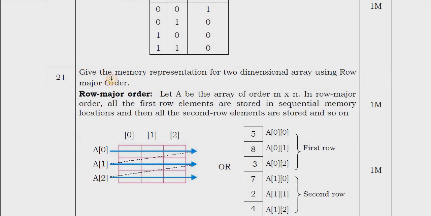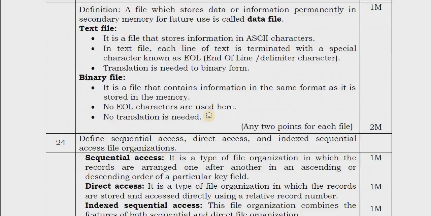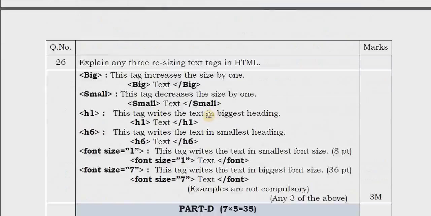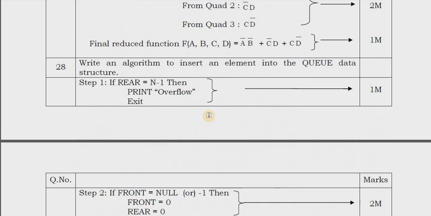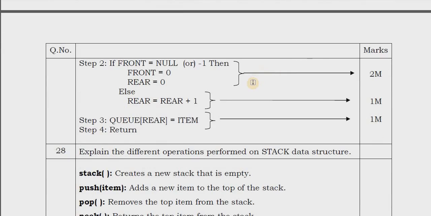Another 3 marks question is: give the memory representation for two-dimensional array using row major order. We have already studied this topic in previous classes, so you have to write the answer. Then a 5 marks question is: write an algorithm for inserting an element into queue. So you have to write the algorithm.